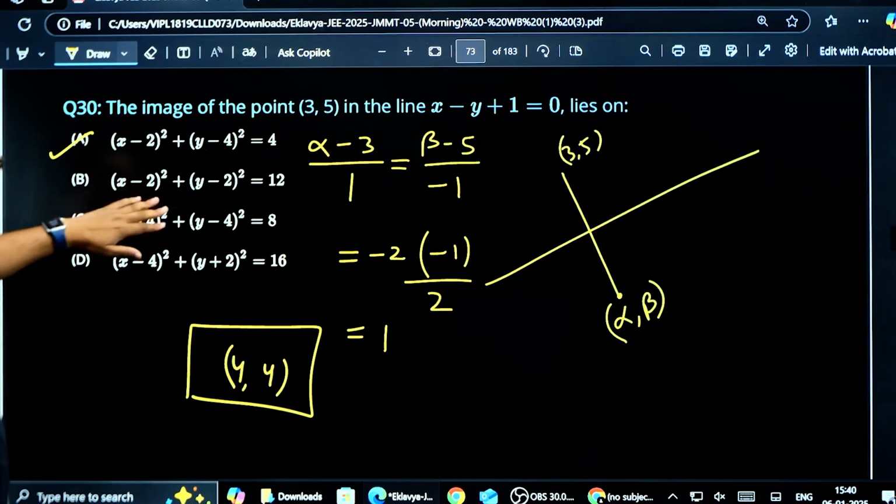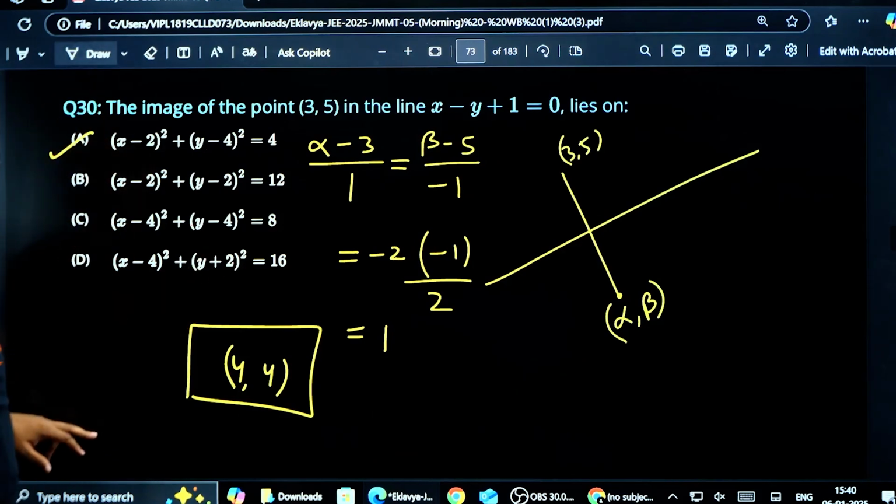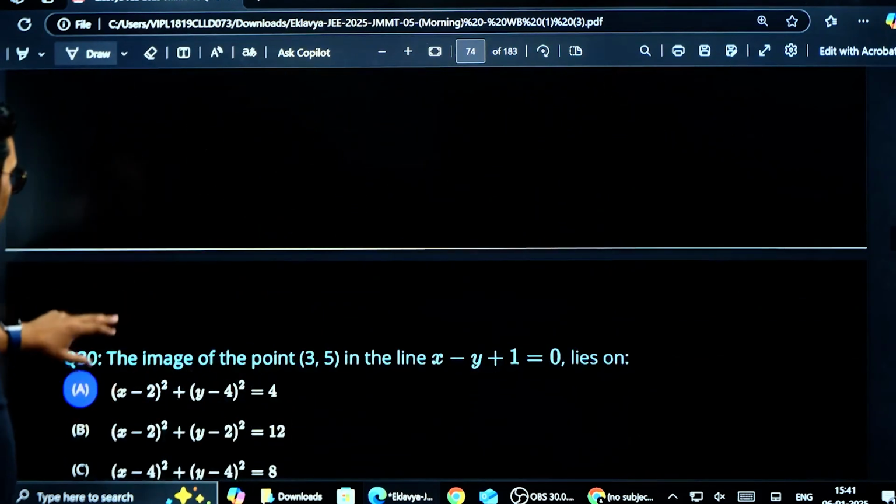For this, I think this is not matching because 4 plus 4, 8 only. Here it is 0 on the left hand side. Here it is, I think, 36. So this is also not matching. So answer for this is A. Moving to the next question.